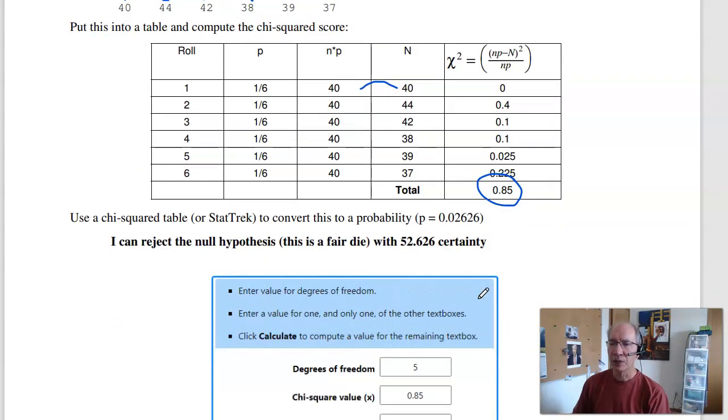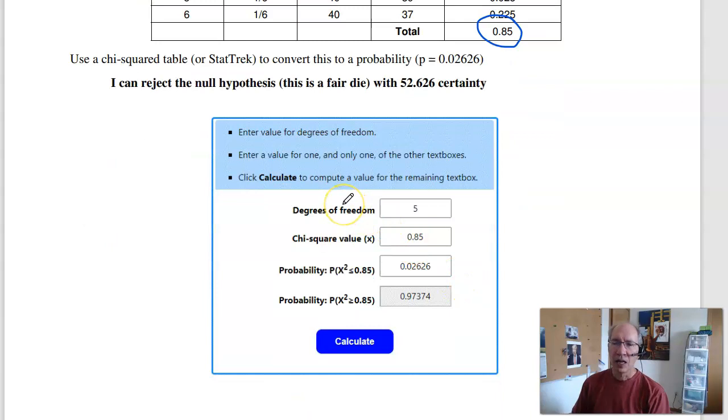Now to convert that to a probability, I use a chi-squared table or a stat track. I've got 6 bins, meaning 5 degrees of freedom. My chi-squared value is 0.85, and that means 2.6%. So there is a 2.6% chance that this is not a fair die.